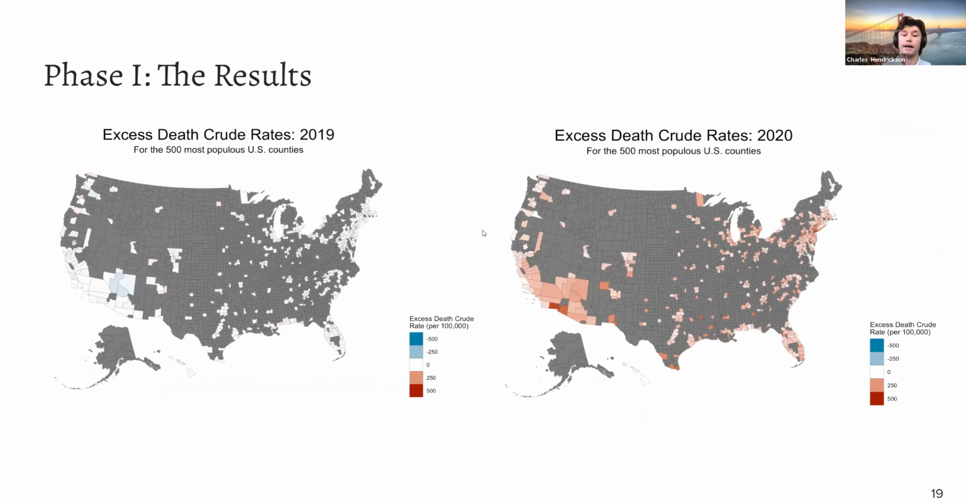Additionally, we visualize these patterns on a map of the United States, which shows estimated excess death crude rate for the top 500 most populous counties. And counties that are not included in the top 500 most populous are shown in gray. Compared to 2019, we see a large increase in excess death crude rate in 2020 for most of the top 500 most populous counties. Similarly, in 2021, we see an increased excess death crude rate for most of these top 500 most populous counties.